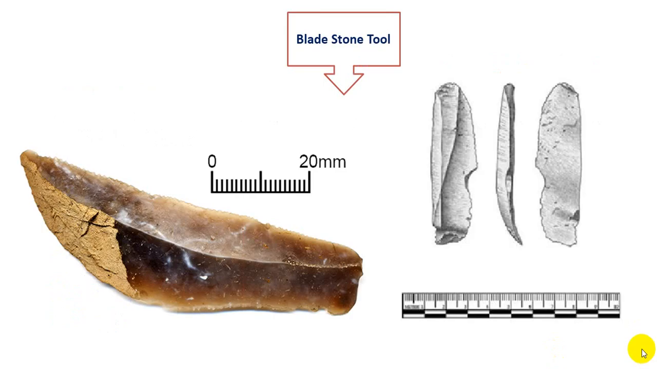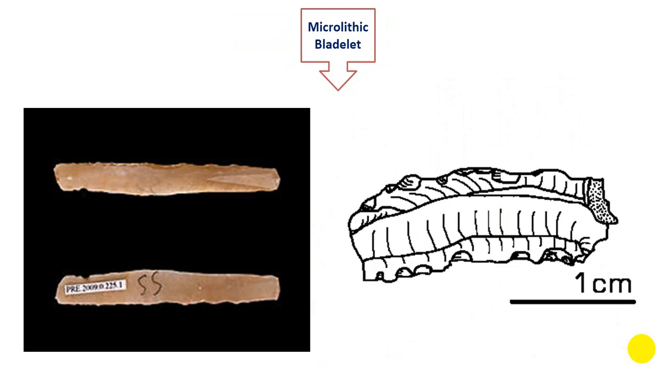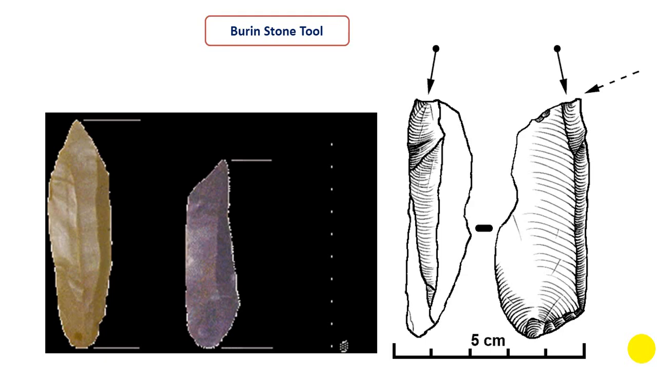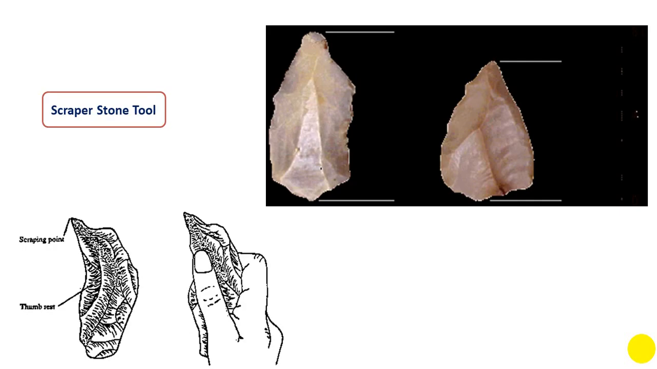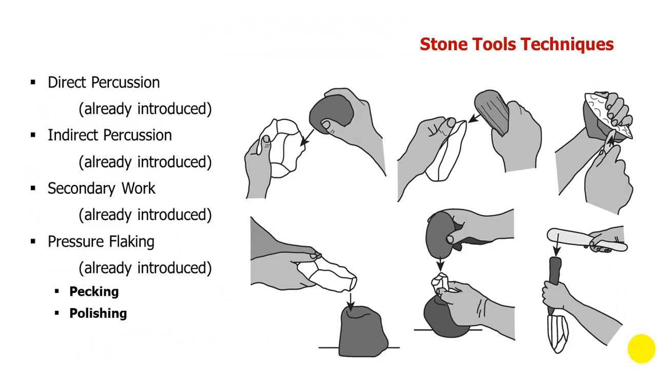Some of the stone tools of this period: the blade stone tools, the polished axe stone tool, microlithic bladelet, stone slit, burin tool, scraper as stone tool, points or arrowheads.